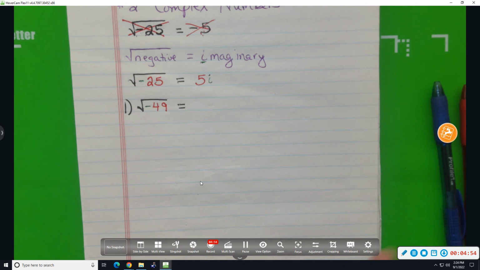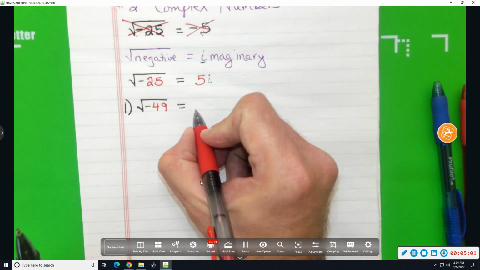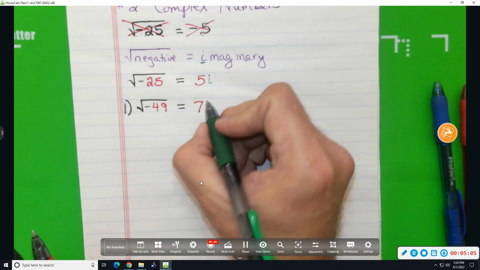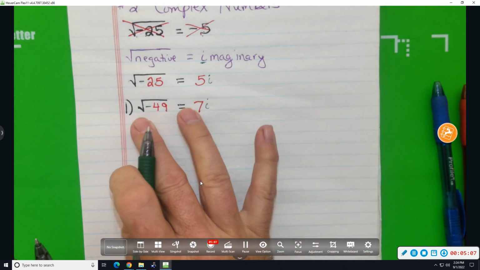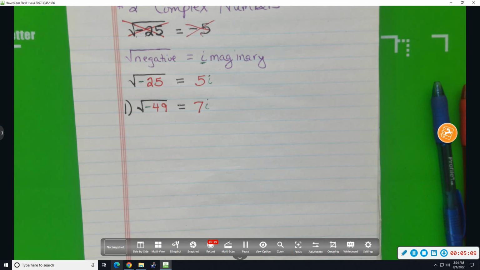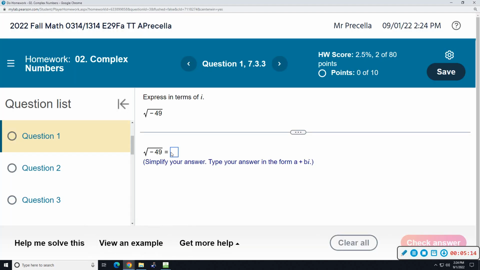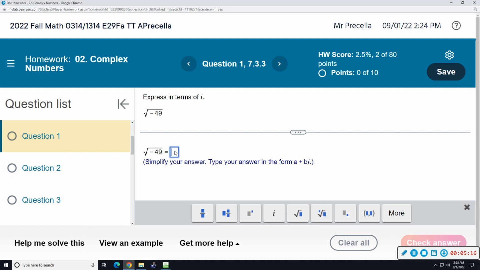7i. If you're following the ink colors, we have a red 7, a green i. The square root of a negative number is an imaginary number. So I'll type in 7i. Notice sometimes they'll put the i down here as a hot button. I'll just use a lowercase i.